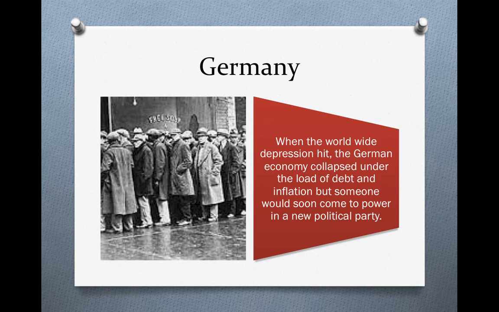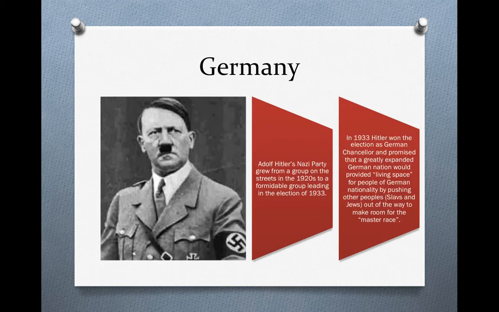So when the worldwide depression hit in the 1930s, the German economy collapsed under the load of debt and inflation, but someone would soon come to power with a new political party to fix everything. And that person was Adolf Hitler. Adolf Hitler led the Nazi Party, which grew from a group on the streets in the 1920s to a very large group leading in the elections by 1933.